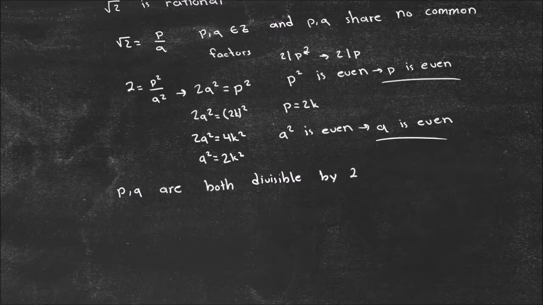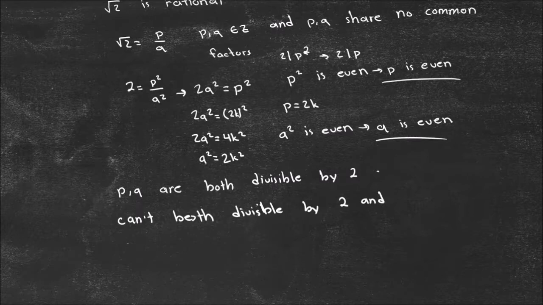And that means that they share a common factor, which is a contradiction. So you can't be divisible by 2 and share no common factors. They can't both be divisible by 2, because they obviously share the common factor of 2. And so that means we've reached a contradiction.